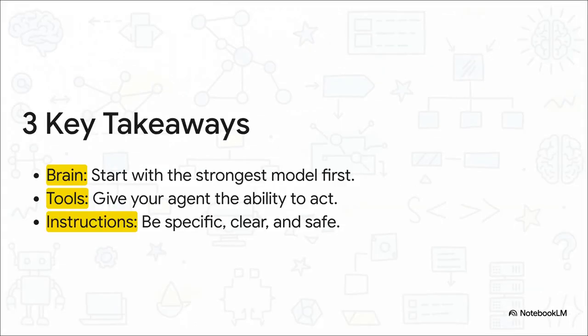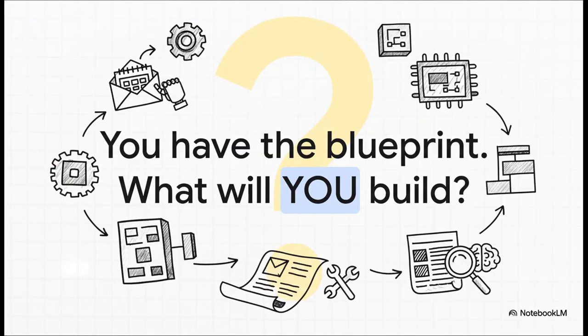So, if you remember anything from this, let it be these 3 things. 1, for the brain, always start with the most powerful model to prove your concept actually works. 2, for the tools, give your agent the hands and eyes it needs to take action. And 3, for the instructions, be obsessively specific, clear, and safe. The components are simple, the steps are clear, and the possibilities are, well, they're practically endless. From a personal assistant that manages your inbox to a research bot that summarizes the day's news for you. The fundamental blueprint is now in your hands. So the only question left is, what are you going to build?